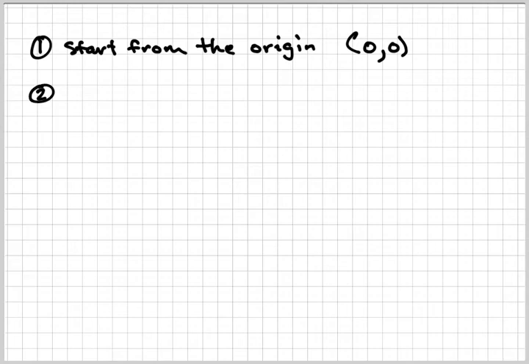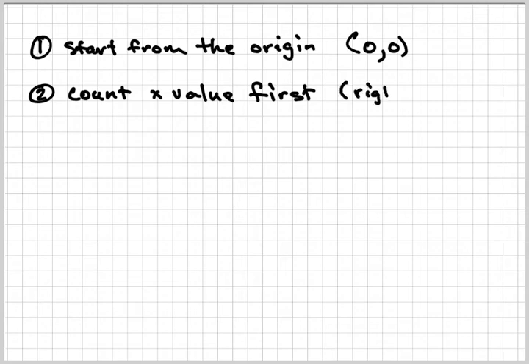Second, count the x value first. And I know to count the x value first because x always comes first in the ordered pair, just like it does in the alphabet. So the x value, so that means either go right or left, depending on the sign. Okay? So x value means go right or left.